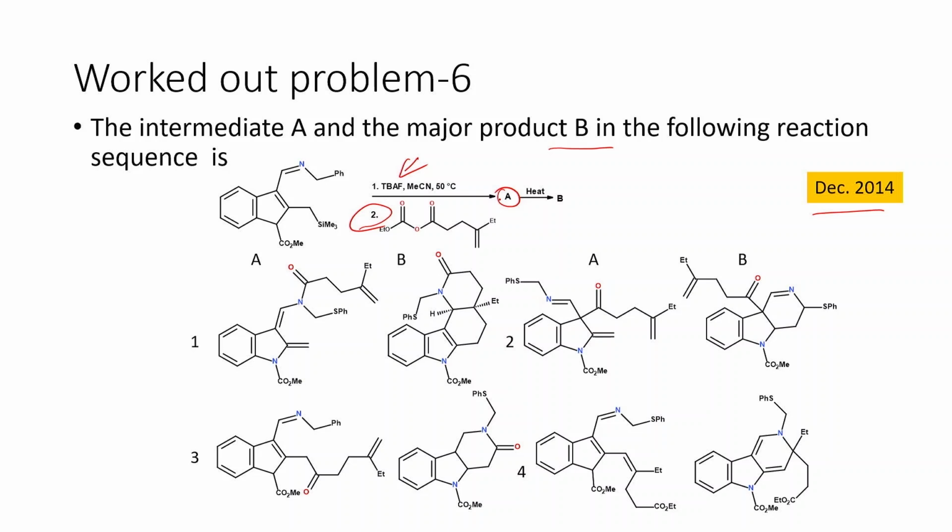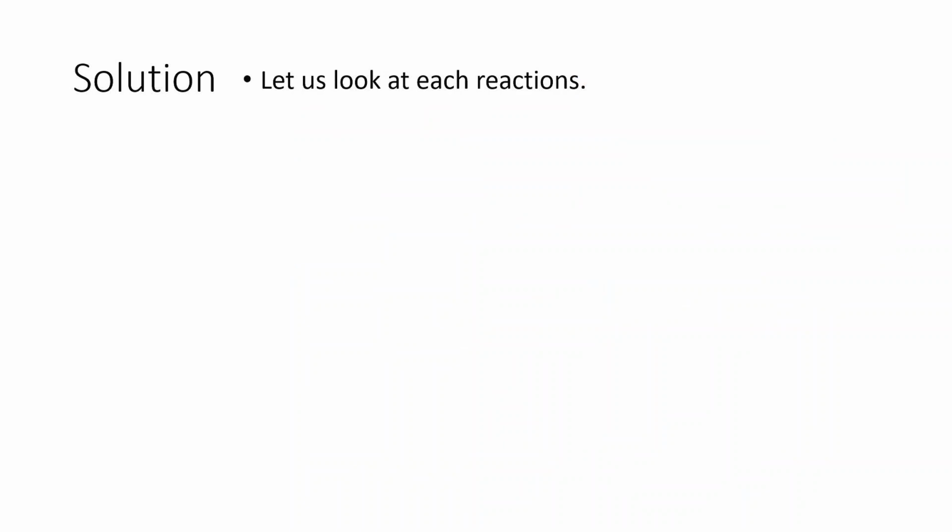And in step number 2, we have another very crucial reaction that is happening, and they both lead to the intermediate A. That intermediate A on heating undergoes a concerted reaction. We are going to see what a concerted reaction is, to give the final product B. So here all the products which are given are multicyclic systems. So we are going to look at how each step will actually follow.